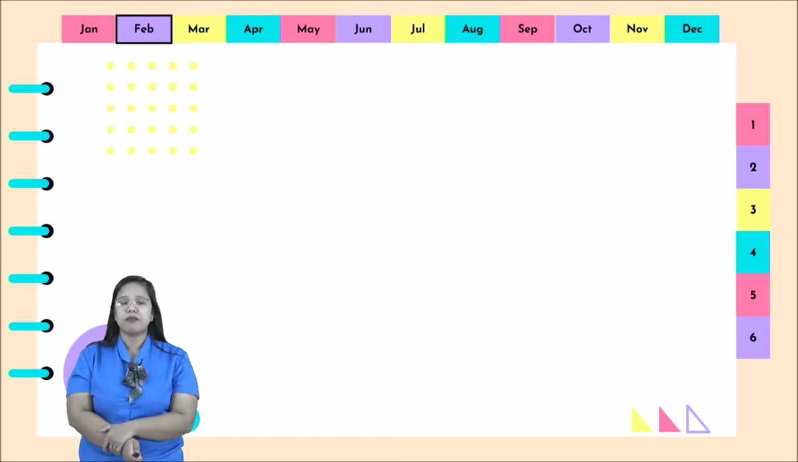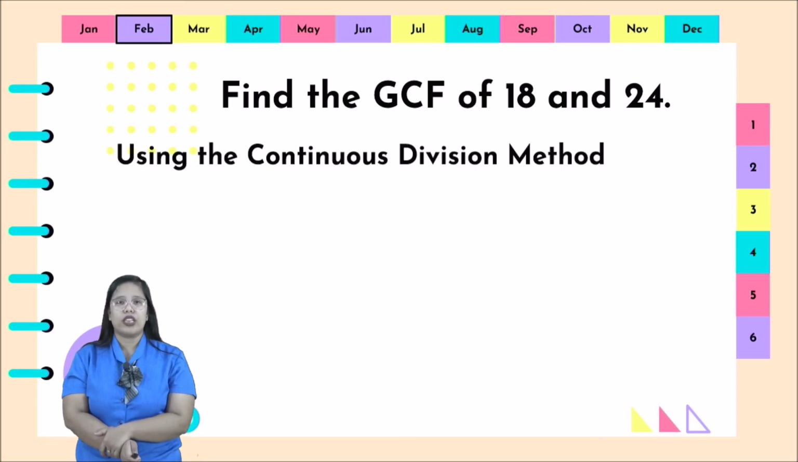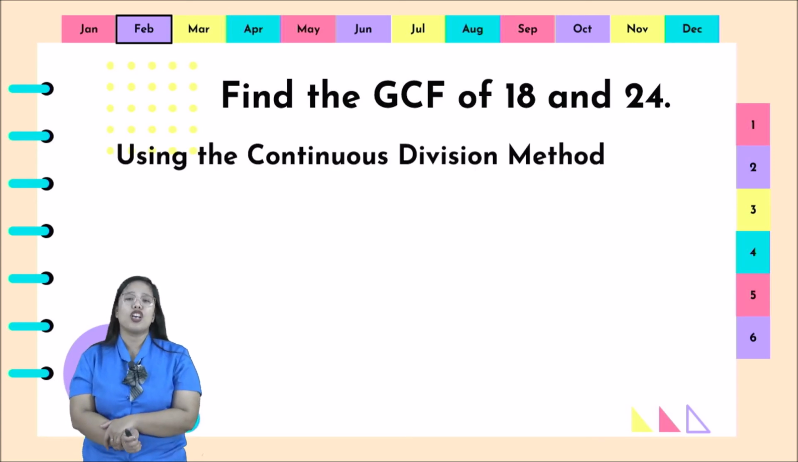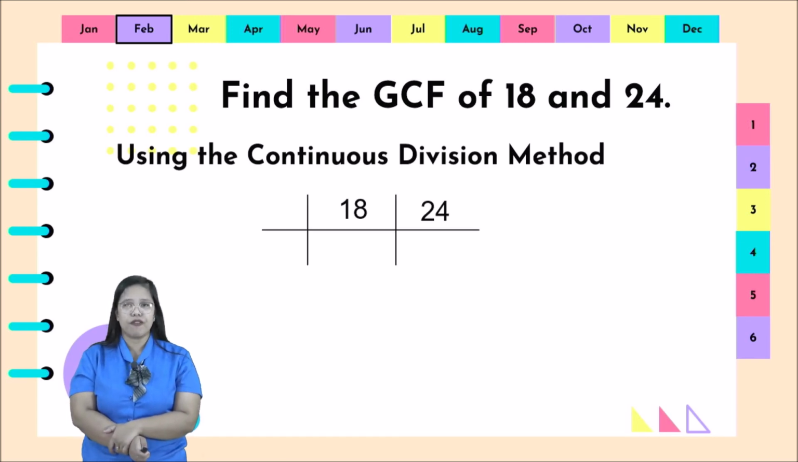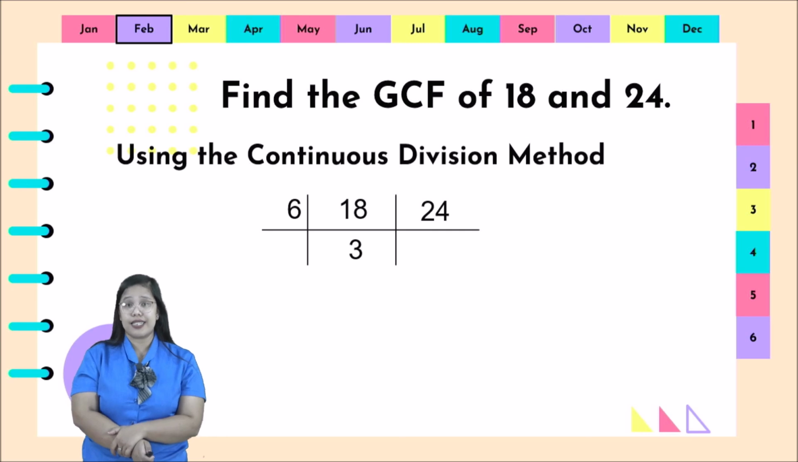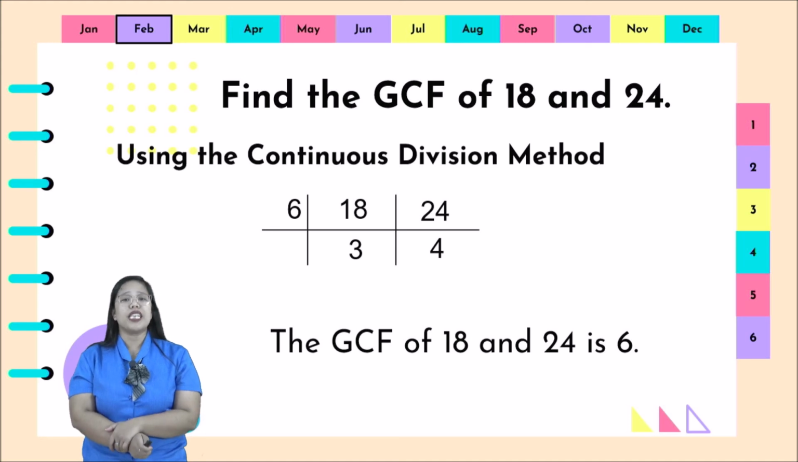Next one, the GCF of 18 and 24. Again, using continuous division method. So, we will put 18 and 24. And then our divisor will be 6. So, 18 divided by 6 is 3 and 24 divided by 6 is 4. So, the GCF of 18 and 24 is 6.